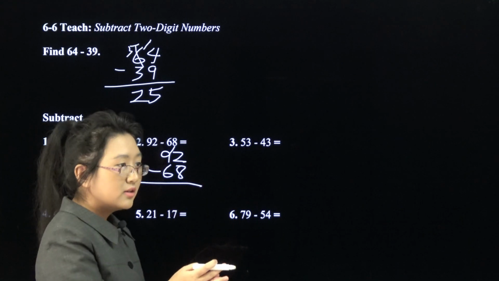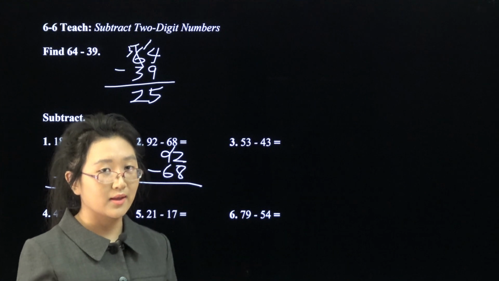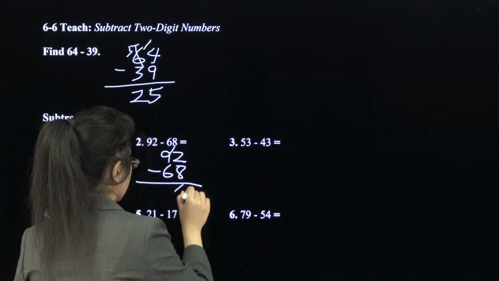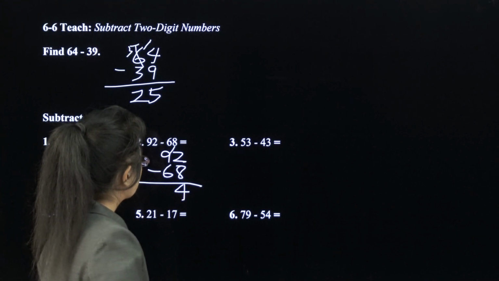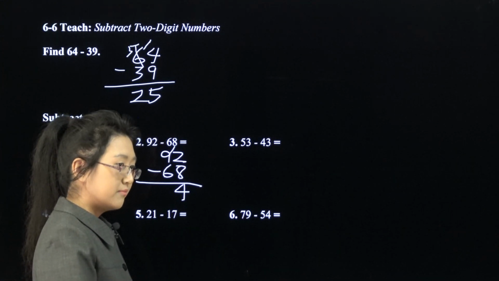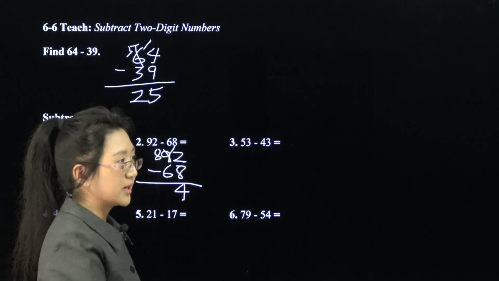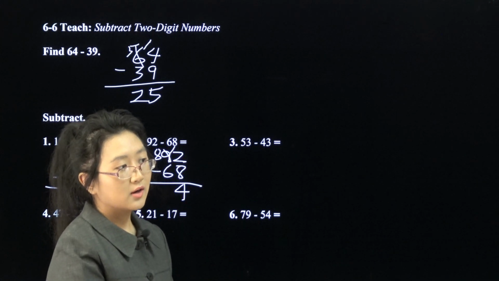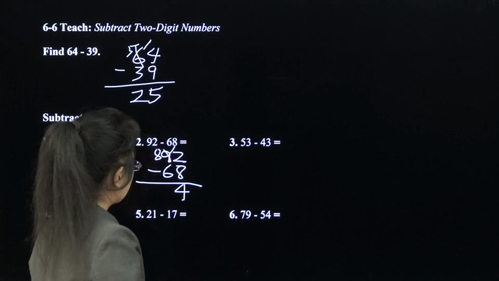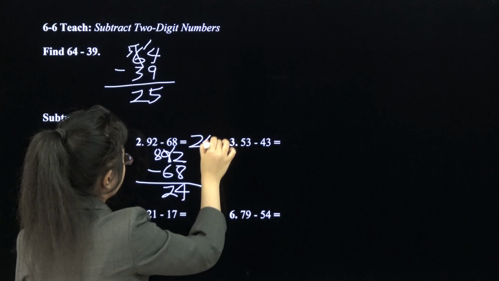So 10 plus 2 is 12. 12 minus 8 is 4. And since 9 got 1 taken out of it, 9 is now 8. 8 minus 6, because they're still both in the tens column. 8 minus 6 is 2. Our answer is 24.